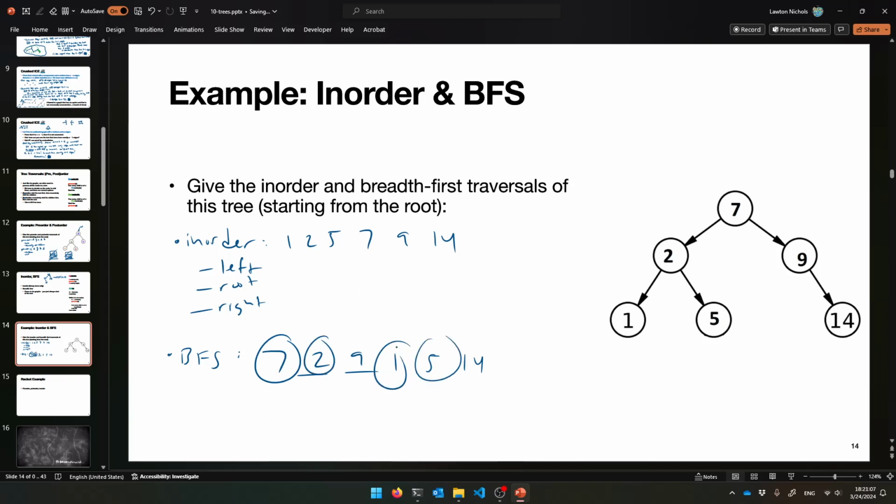So the 2 pushes the 1 and the 5, but the 9 gets visited next because it was already on the queue. Okay, so draw it out. I promise it's useful. But that's the idea there.